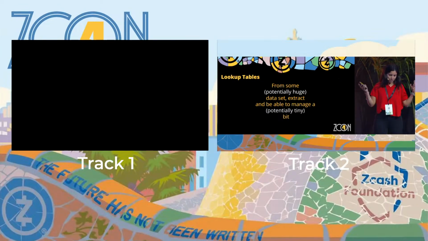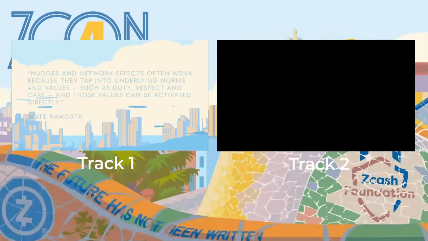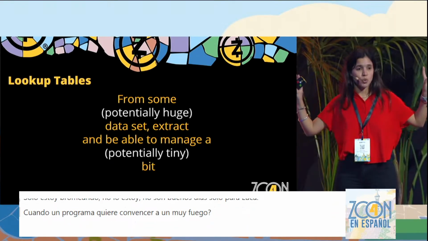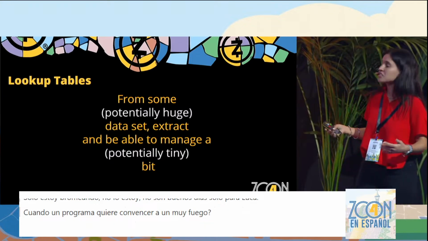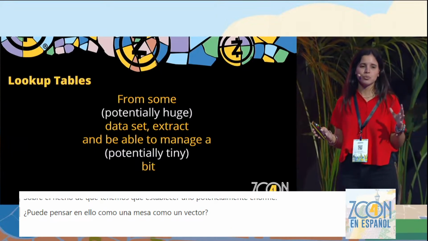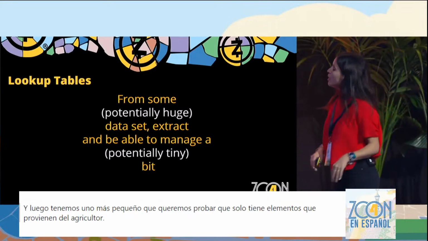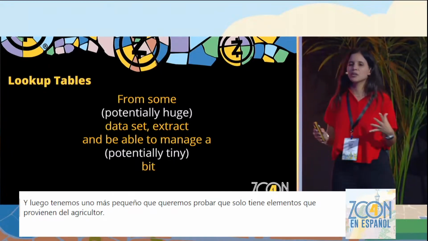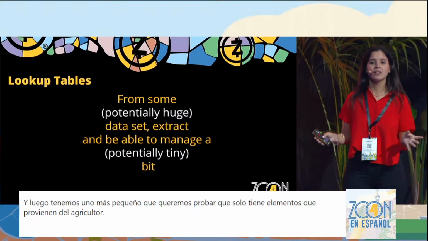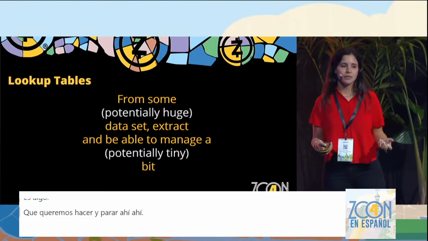A lookup table is a scheme where a prover wants to convince a verifier about the fact that we have two sets, a potentially huge one. You can think of it as a table, as a vector. And then we have a smaller one that we want to prove only has elements that come from the former. One important thing is that lookup tables are usually not protocols on their own. It's not something that we want to do and stop there. They're usually, most of the time, sub-protocols.